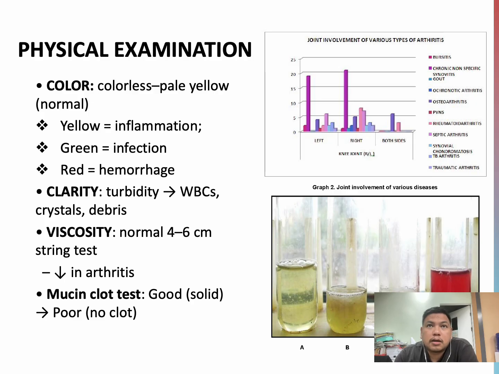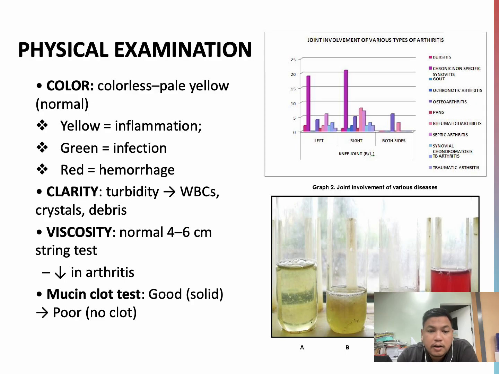Under normal conditions, our synovial fluid is colorless to pale yellow. This is the normal color of our synovial fluid. If the patient's knee or joint is inflamed, the synovial fluid extracted from the patient is probably yellow. In cases of patients having an infection, their synovial fluid would probably have a greenish tinge.